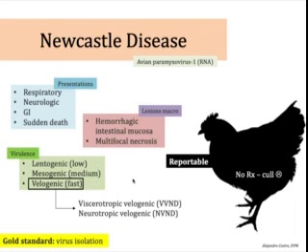The gold standard for the diagnosis is virus isolation from oropharyngeal or cloacal swabs. There's a zoonotic risk in people, which is manifested by conjunctivitis, but this is more limited to workers that are in close contact with the virus, either in a laboratory or in vaccination programs.